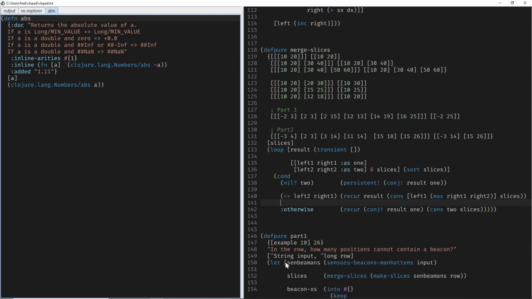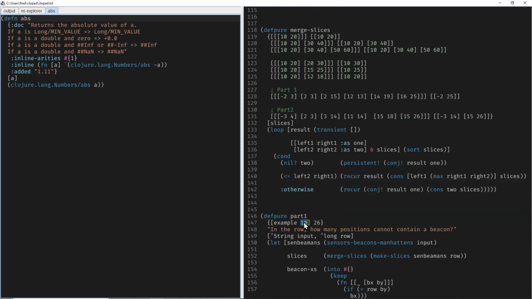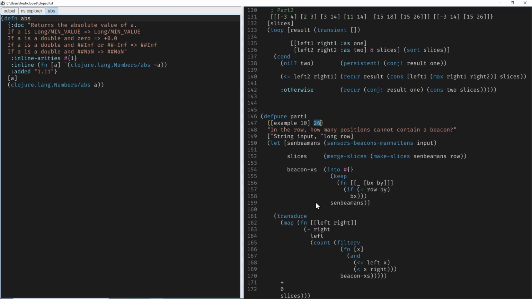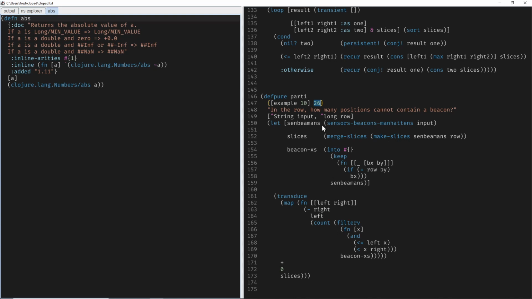Right, and then for part 1, in the row, for example, 10, how many positions cannot contain a beacon? That would be 26 in the example, and that's quite some code. So first we process the input, then we have our sensors, beacons, and Manhattans. Then we make the slices and merge them. And then, maybe let's skip this for now and start here. So what do we want to do? We want to take all our slices and add them up.